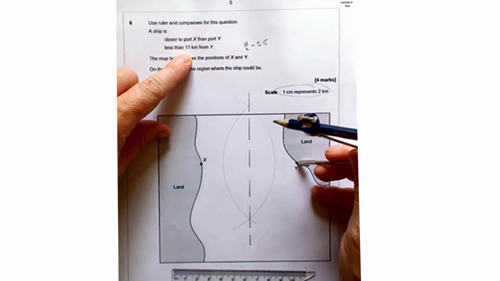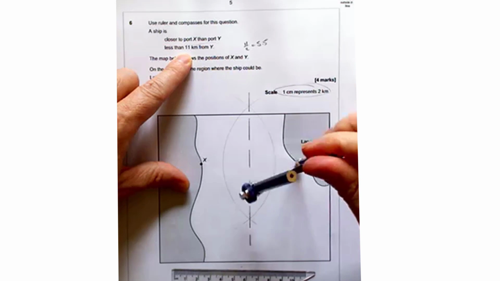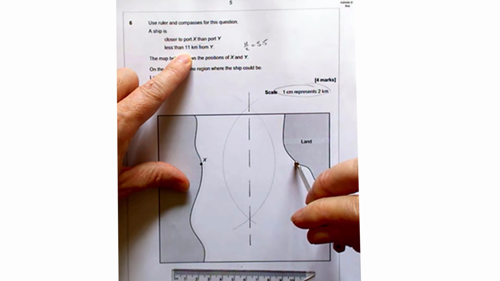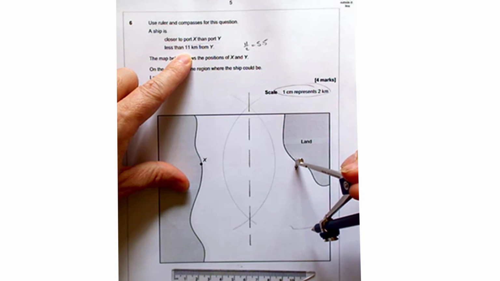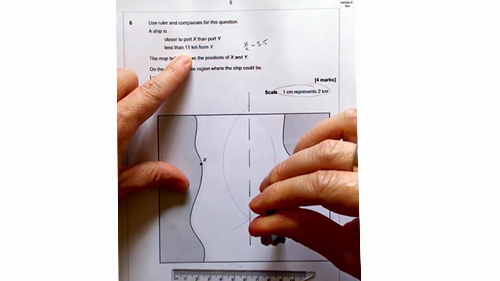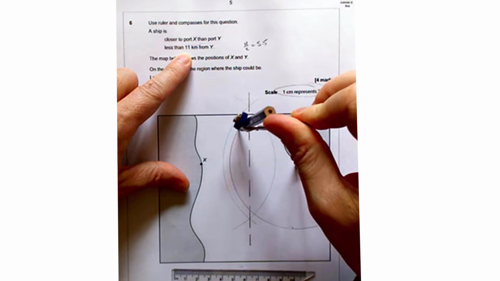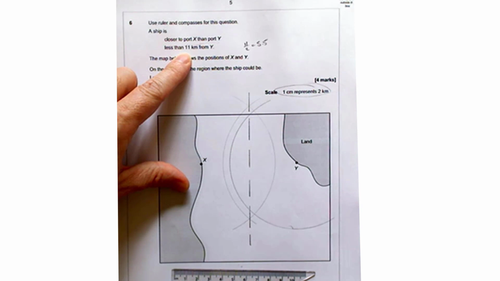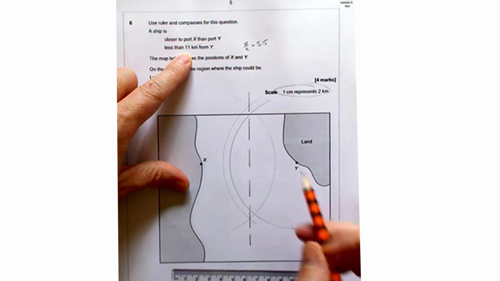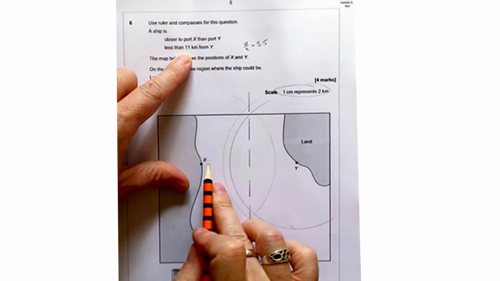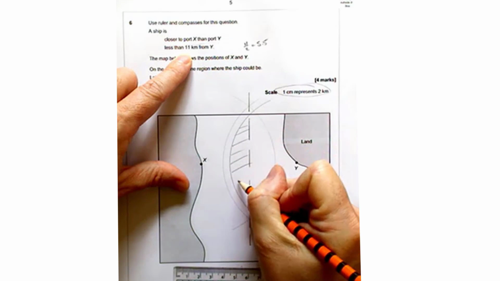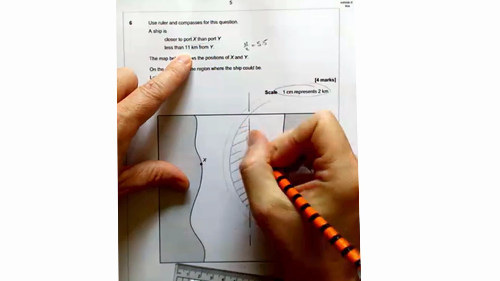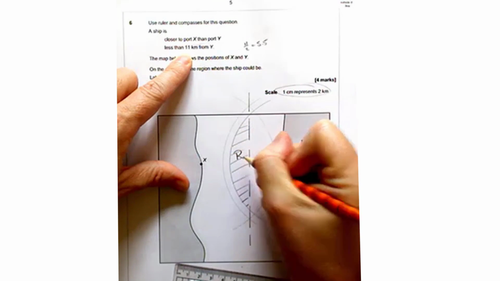Again, every point on this line is going to be 11 kilometers from Y. Oops, let's just do that again. My tip slipped. Okay, so all the points on this line are 11 kilometers from Y. So inside the circle must be less than 11 kilometers from Y. So then the region we want has got to be inside that circle and to the left of our perpendicular bisector. So it's this area here. Don't forget to label it R. It says that specifically in the question, and if you don't remember to do that part, you will lose a mark. Okay, all done.